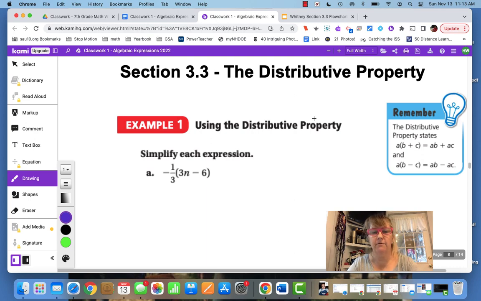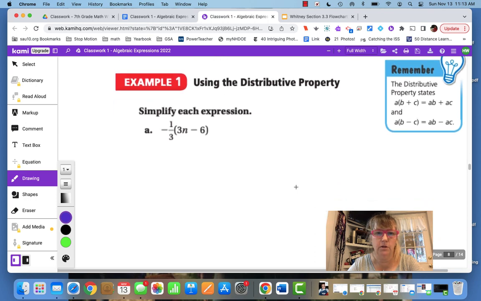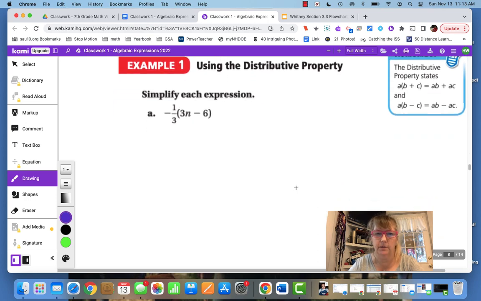By now, we've touched a lot on the distributive property. We talked about it a little bit when we were simplifying expressions, and when we were subtracting two expressions. So now we're going to do some formal discussion of it. Using the distributive property to simplify this expression.